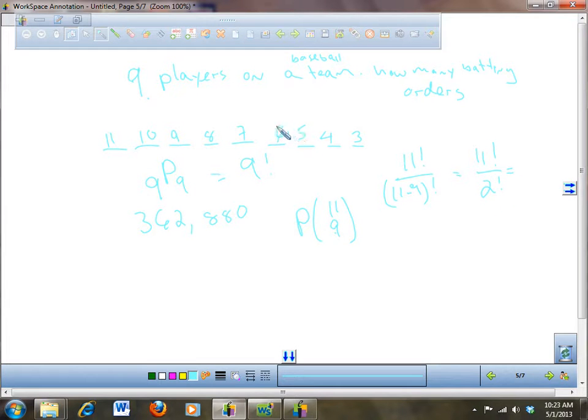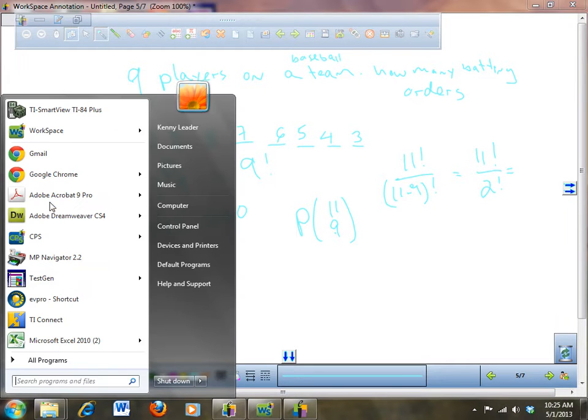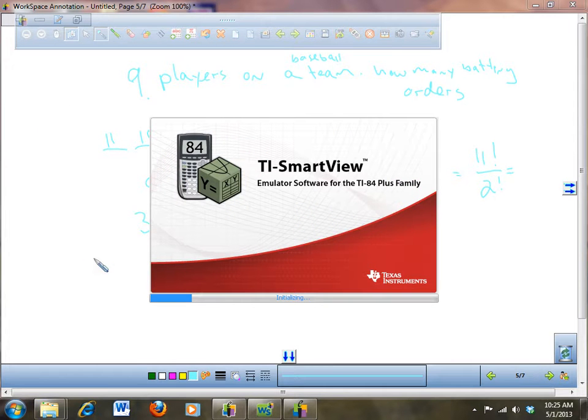And you can do that on your calculator. Want to see how to do it on your calculator? I think it's a big number. Let's bring up our powerful graphical calculator.